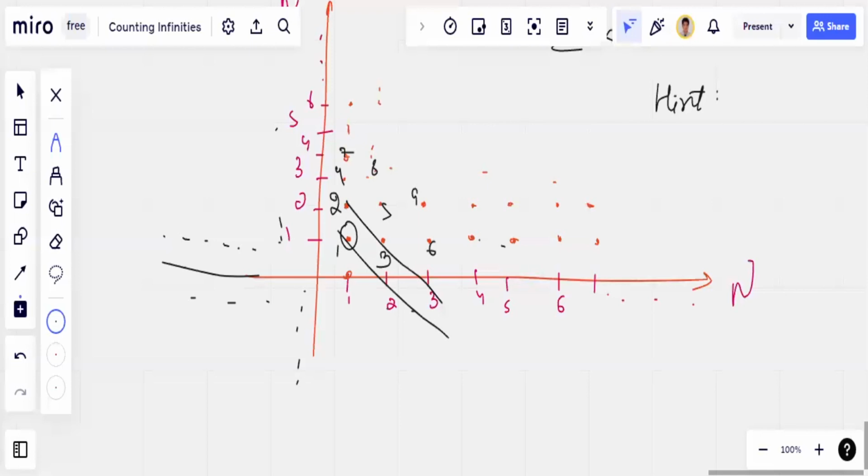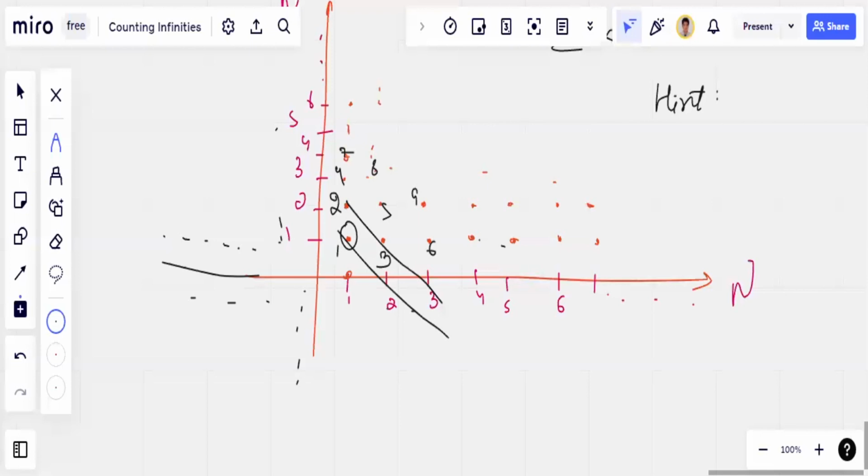Any idea? I'm saying that the set z cross z, which is basically all the lattice points in the reals, is countable. So now tell me an injective map from z cross z to naturals. That is how you prove countability, right? Okay, that is a good idea. Yes, that works.